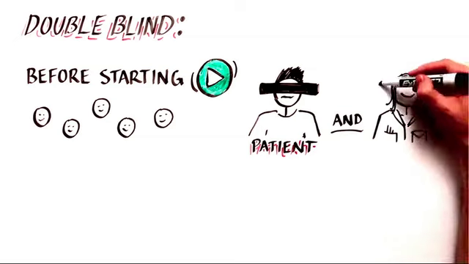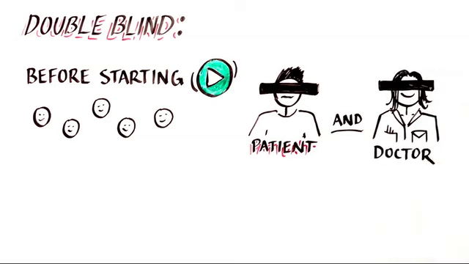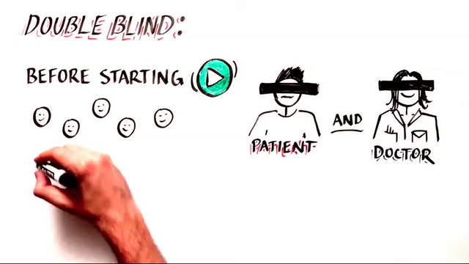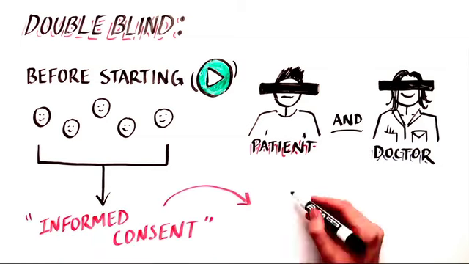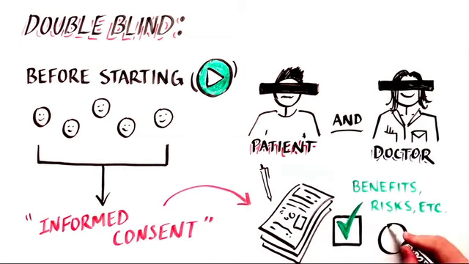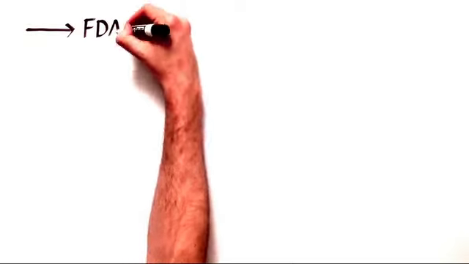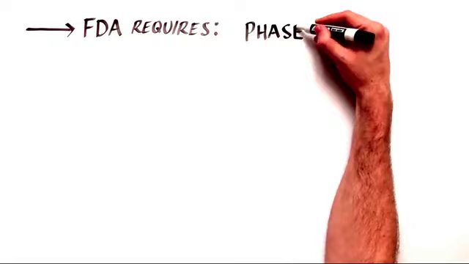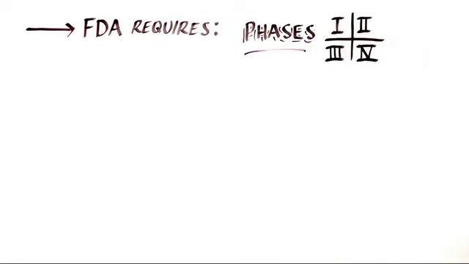Before undergoing any treatment, all participants of clinical trials go through a process called informed consent, designed to make sure they understand the potential benefits and risks of experimental treatment, as well as those of the placebo or standard of care. In accordance with the FDA's requirements, human clinical trials have 4 phases that each has a specific purpose.